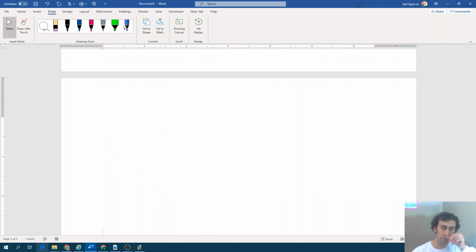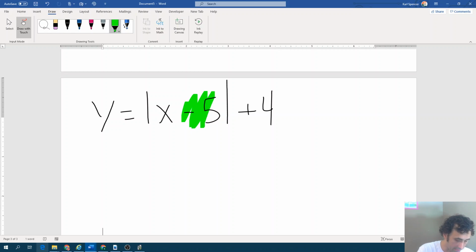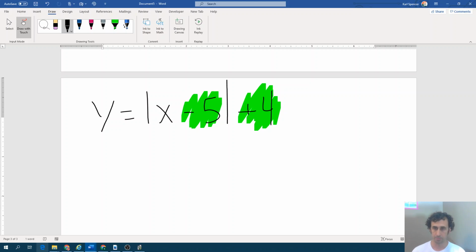Now, what happens? Can we put these two parts together? Can we put the vertical and the horizontal together? What happens if we had an equation that was the absolute value of x minus 5, plus 4. We can put the horizontal and the vertical shifts together. So in this problem, what is the 5 going to do to our graph? What is that 4 going to do to the graph?